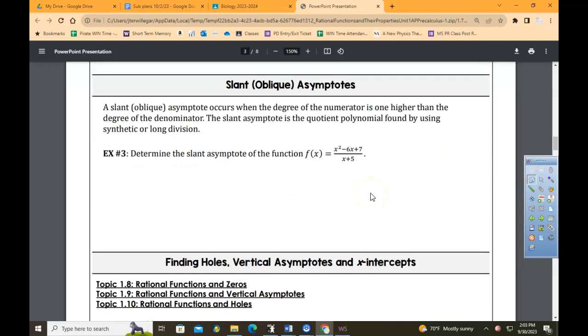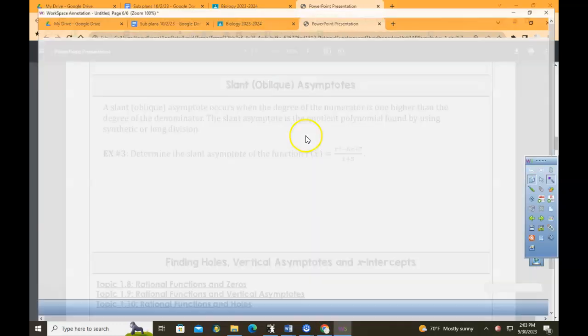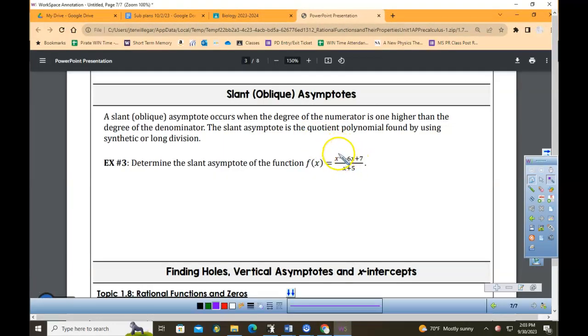Now, what if there is a slant or oblique asymptote? These are a weird one. Okay? So, this is going to be a case in which our top power is bigger than our lower power, but there is a slant asymptote, and I'm going to show you kind of what that looks like. We're going to do more with slant asymptotes in a day or two. We're going to do a whole thing on it.